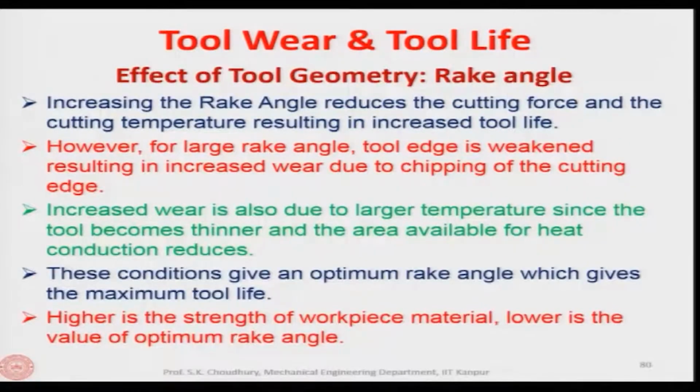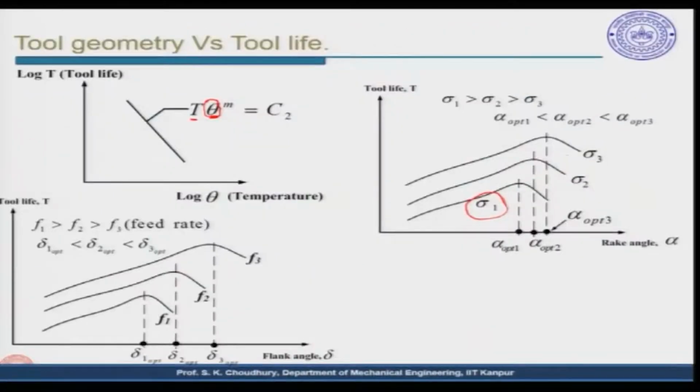And here we have said that the higher the strength of the work material, the lower the value of the optimum rake angle. So, this is what is shown here. Now, here it is the flank angle. As we increase the flank angle, initially the tool life increases, as we said, because the rubbing is less, but afterwards the tool weakens and the tool life decreases.